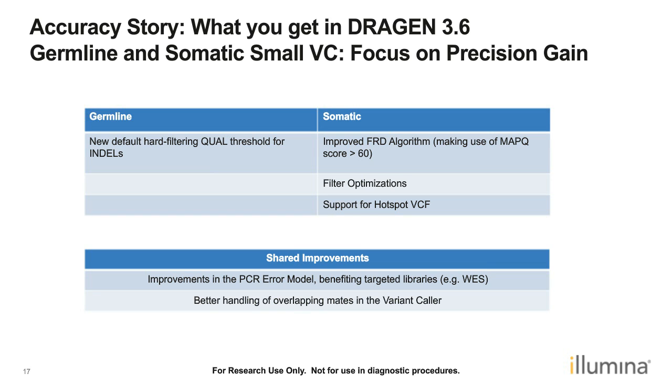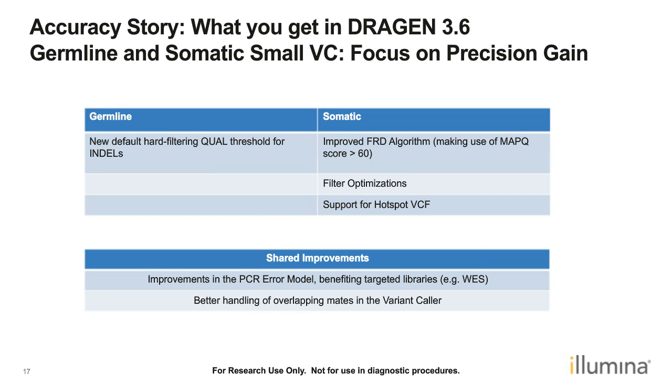And on the somatic side, we have improved our FRD algorithm. So if you're aware, we have an algorithm called the foreign read detection for improving the overall accuracy. So that has some improvements. We've improved some of the filtering that we do on the somatic data, and we are introducing the capability of ingesting a hotspot VCF for our somatic pipeline. So those are some of the improvements that have happened in this release.